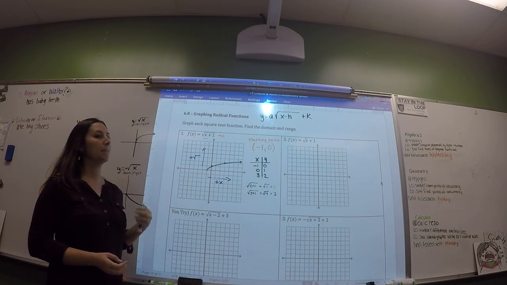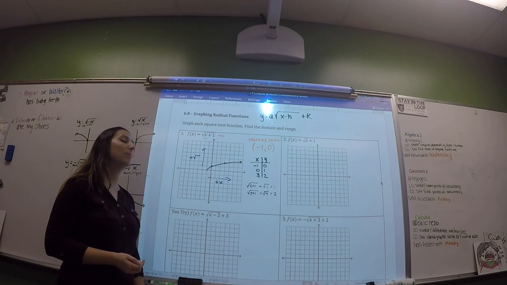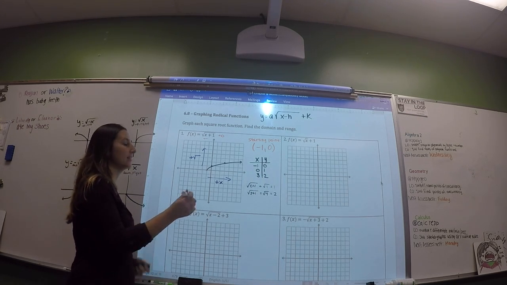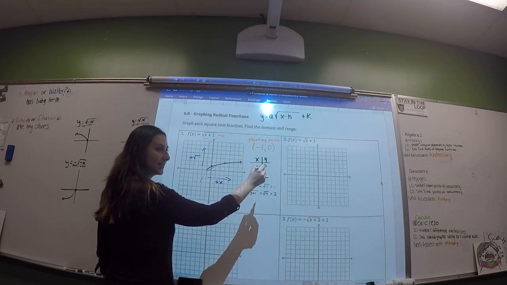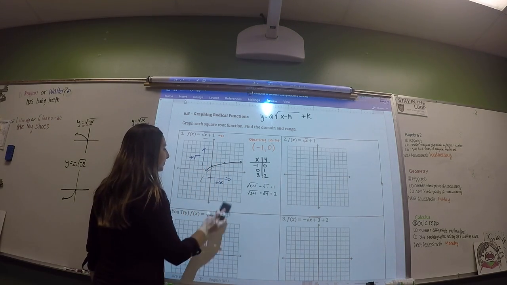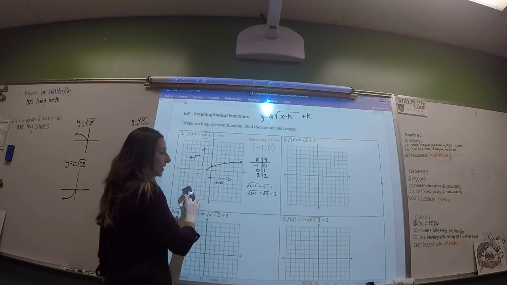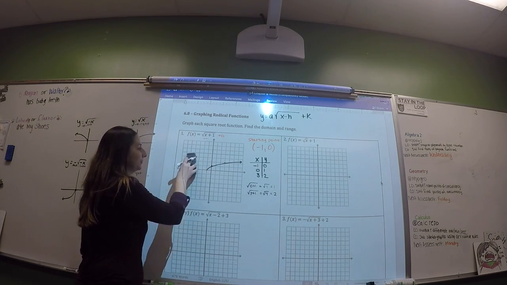People don't plug it in. They just go like this, or they go like this, and that's wrong. You do numbers greater than -1. It's just habit, I guess. So this is our graph.